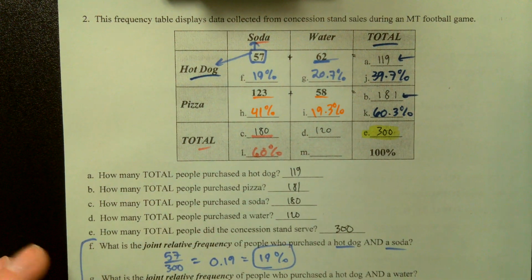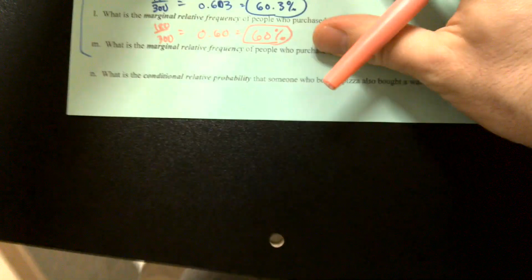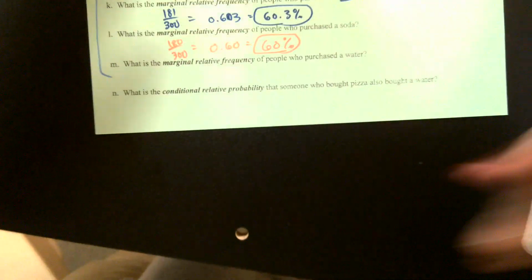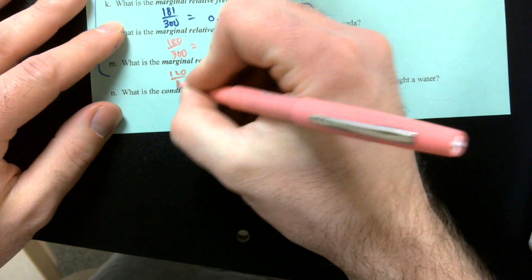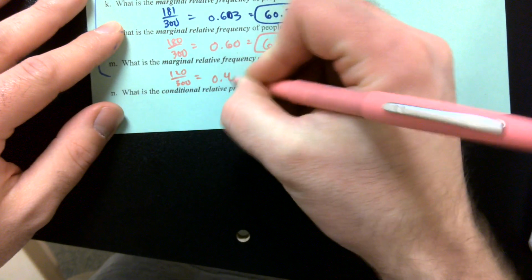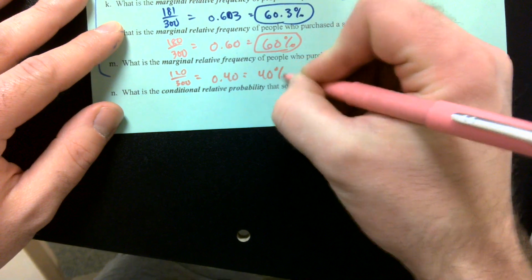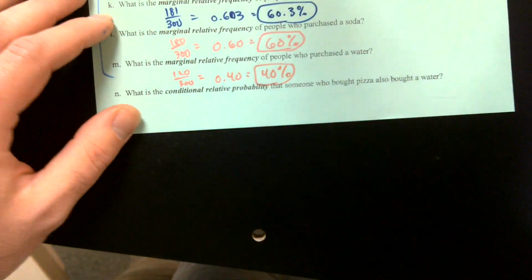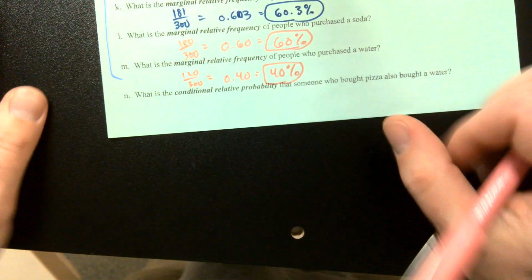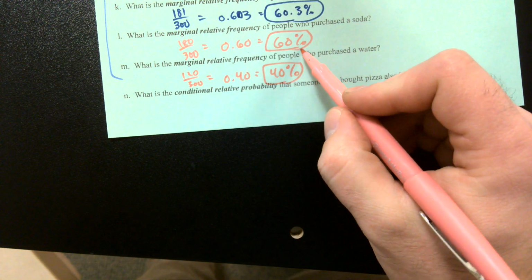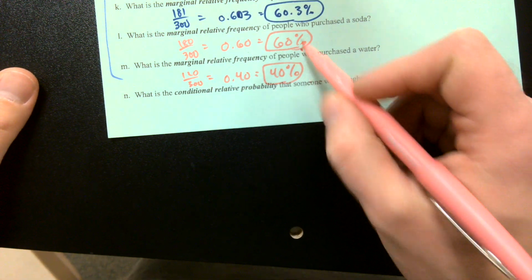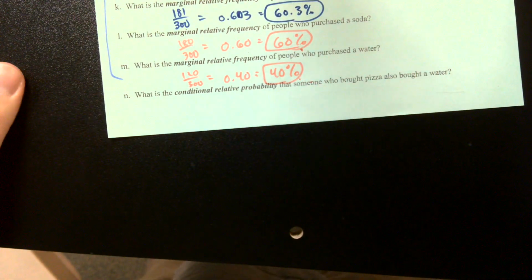And last but not least, how many total people purchased a water, regardless of what food they got with it? 120. 120 over 300 is 0.40 or 40%. Man, you really did that off the top of your head, huh? Well, when one of these is 60, and I know they're going to add to 100, then the other one obviously has to be 40. Right?